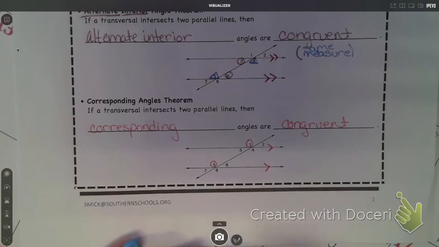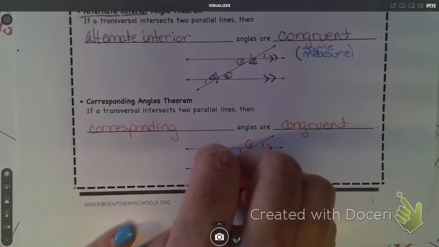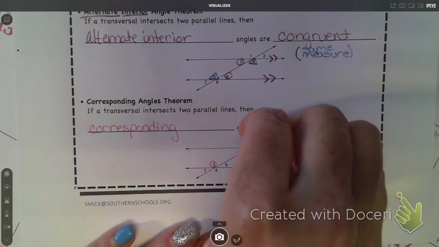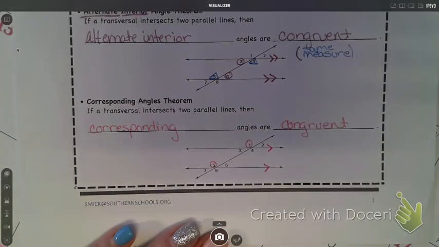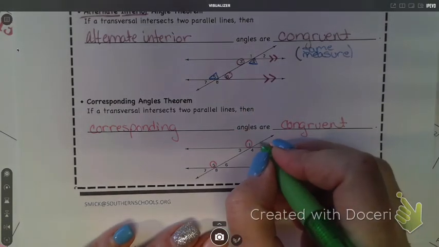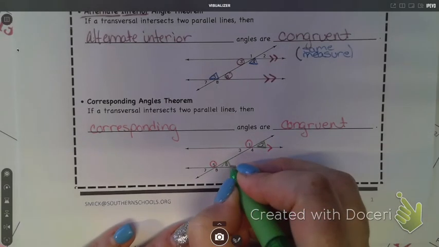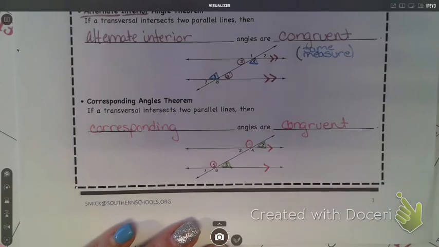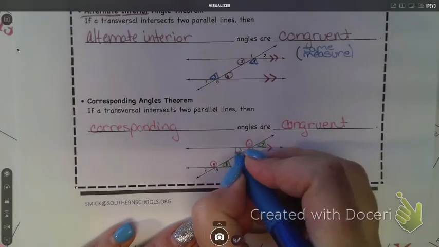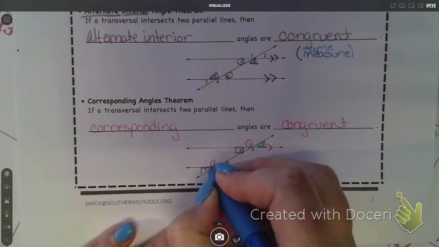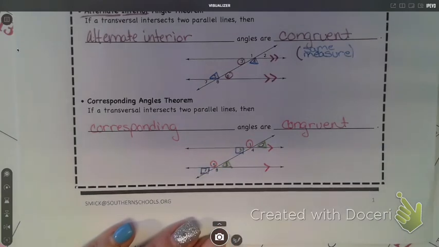We are not done. Okay, if I picked this bottom section up and placed it right on the other one, would 1 and 5 be in the same place? Yes. Okay, 2 and what? 8. No, 2 and 6. Okay, 3 and 7. 6 and 2, 8 and 4.